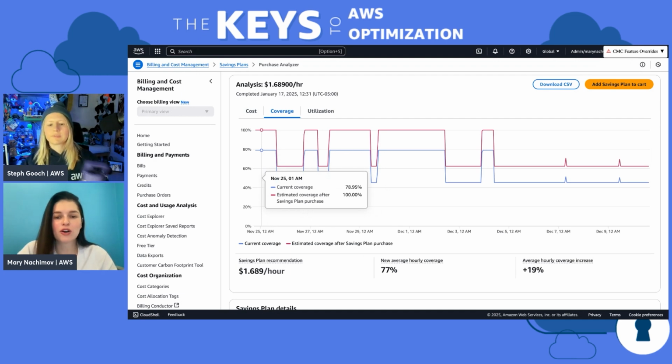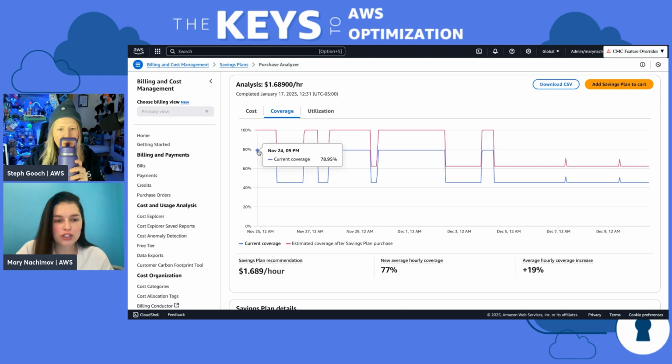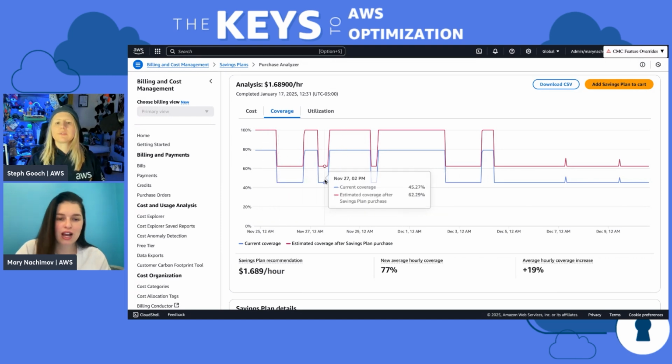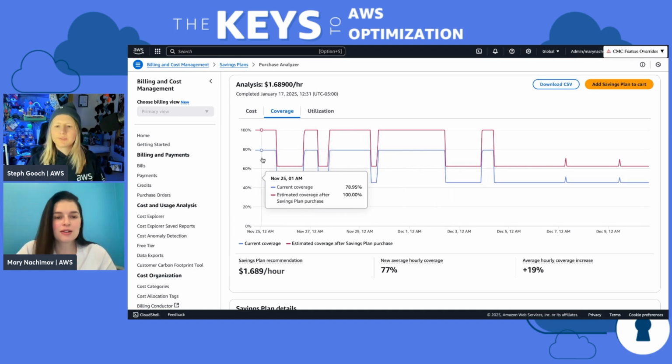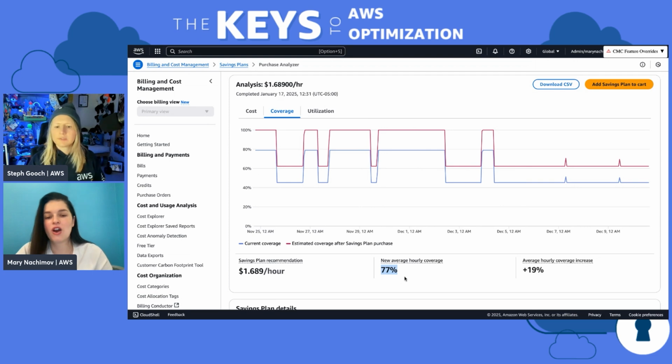And if that is the goal, we can also examine it through this chart. So here I have two lines. The two lines represent the current coverage in blue. Right now, my coverage per hour is around, let's say, 80%. That goes down a little bit to 45%, goes up. Again, it depends on the usage. And then I see my coverage after this purchase sometimes goes to 100%, and on average, it will be 77%. I can see it here. On average, I'm increasing my coverage by 19%.